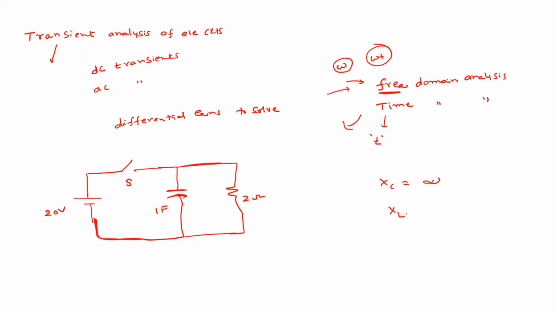Whereas XL is 0. So what is the meaning? This capacitor will act as an open circuit for the DC supply, whereas the inductor will act as a short circuit for the DC supply. This is what we concluded on that day. A simple example: let us assume that we have some circuit like this.